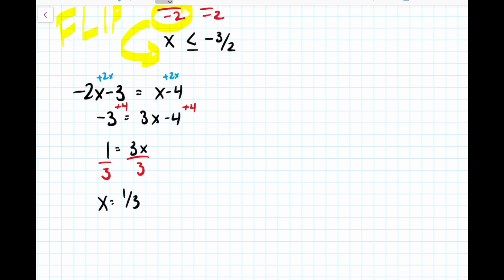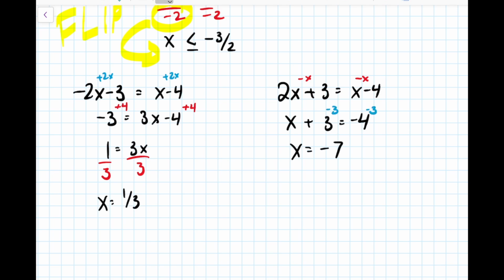Then when I go to case 2, remember we're going to do the opposite of the absolute value, so 2x plus 3 equals x minus 4. Going to subtract x on both sides, which is going to get me x plus 3 equals -4. I'm going to subtract 3 on both sides, which is going to get me x equals -7.